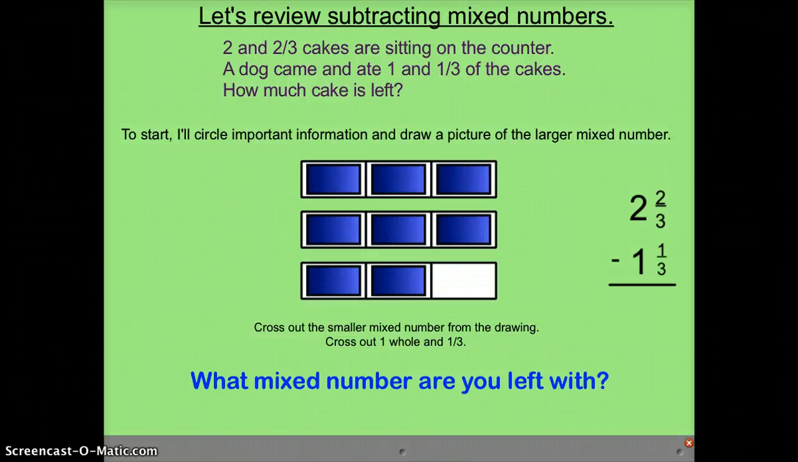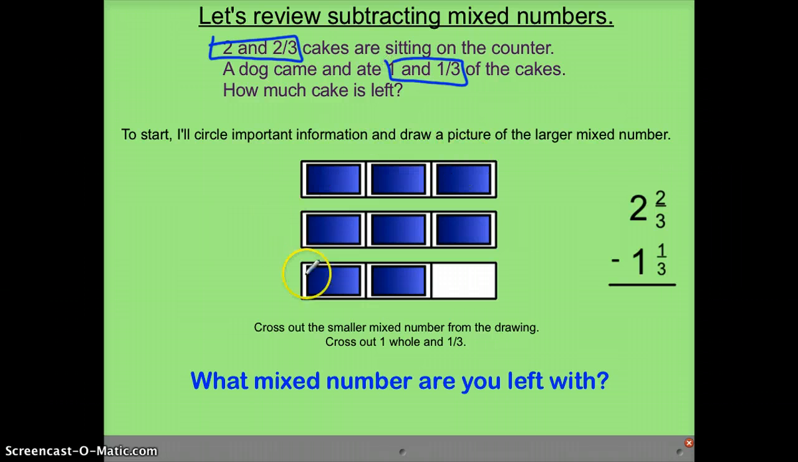Okay, here we're going to do a quick review of subtracting mixed numbers, and then we're going to look at how to subtract mixed numbers when we have to regroup. Just a simple problem. 2 and 2/3 cakes are sitting on the counter, so here's 2 and 2/3. The dog comes and eats 1 1/3. So to solve it as a picture, I'm going to draw this fraction and subtract this fraction.